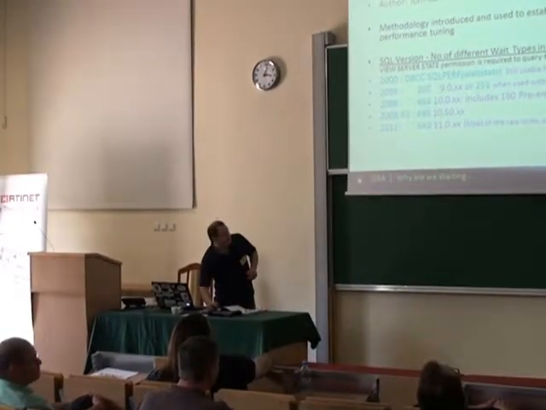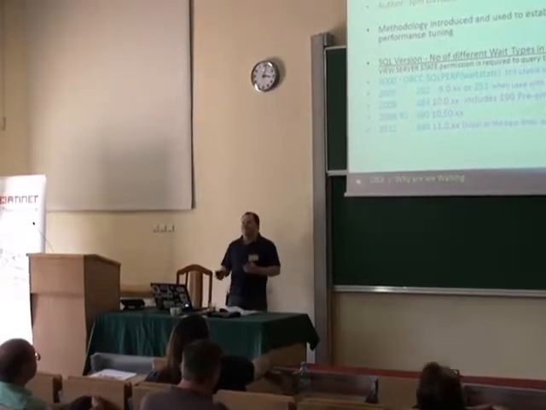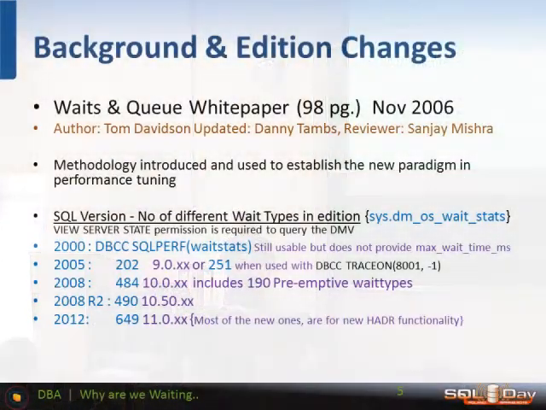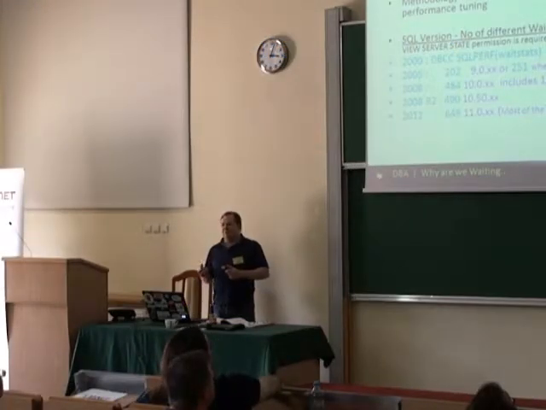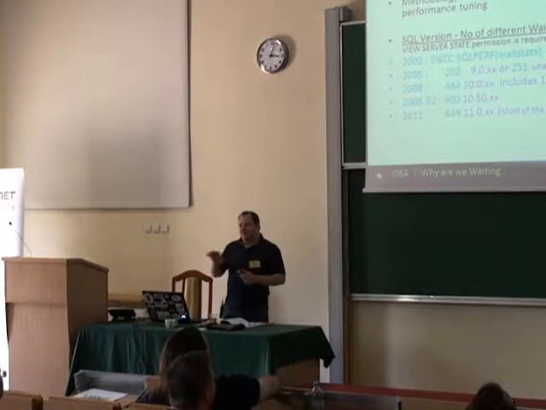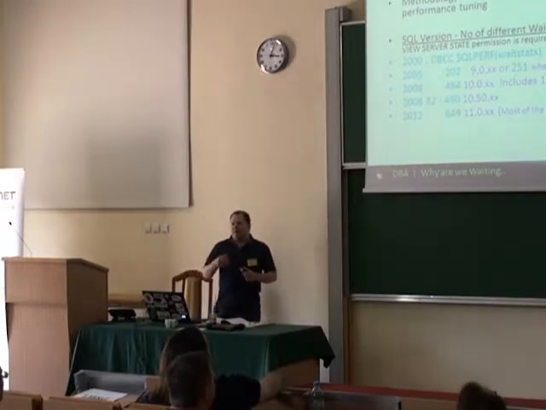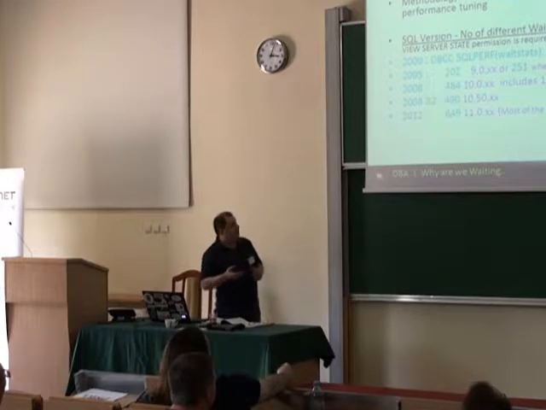Waits and queues basically came into existence in the SQL Server 2005 days. It did exist before that in SQL 2000, as DBCC SQLPERF wait stats, with a limited number of wait stats. Lots of waits were bucketed together. The waits and queues methodology really came into existence in 2005, so that's where we're going to focus today, and it runs through the 2008 to 2012 editions.